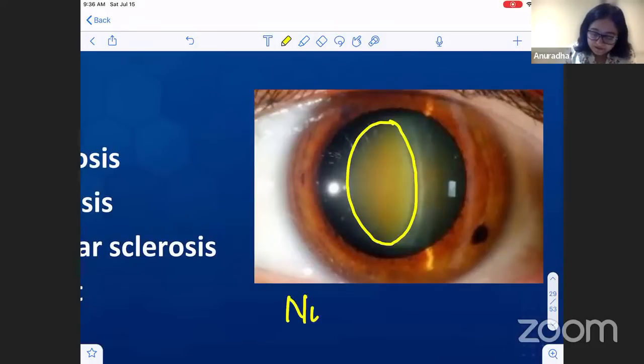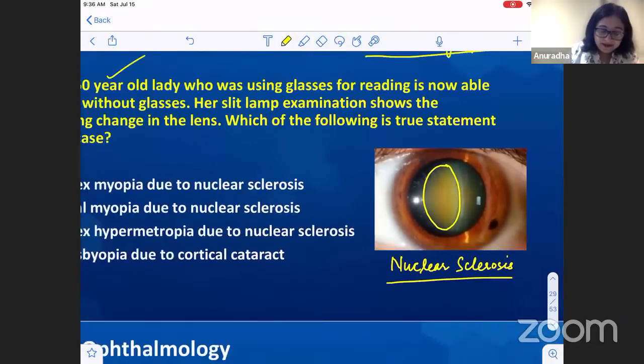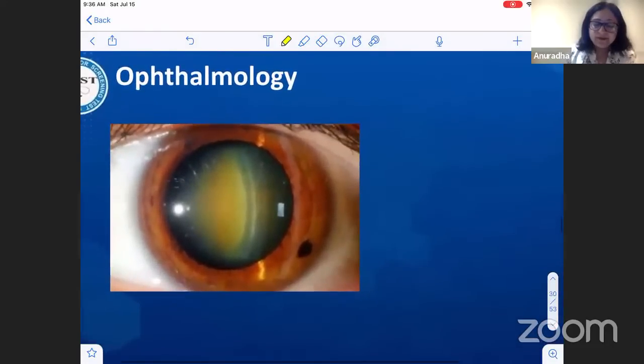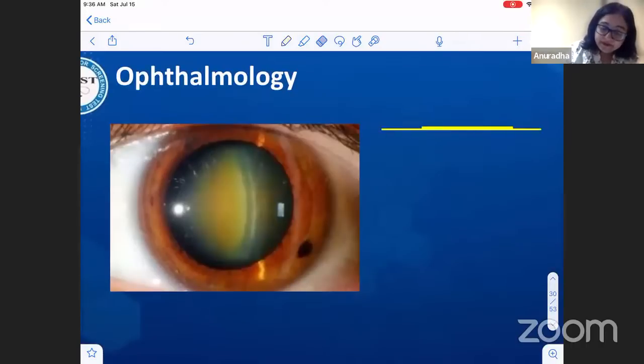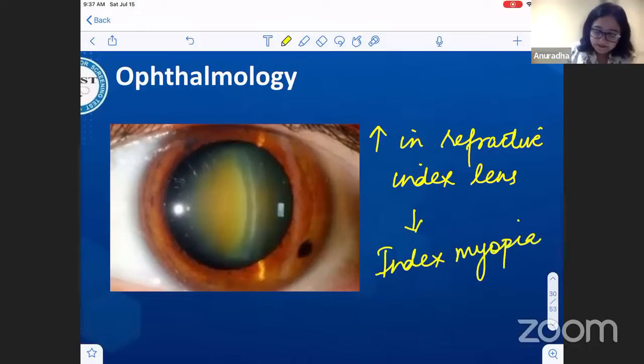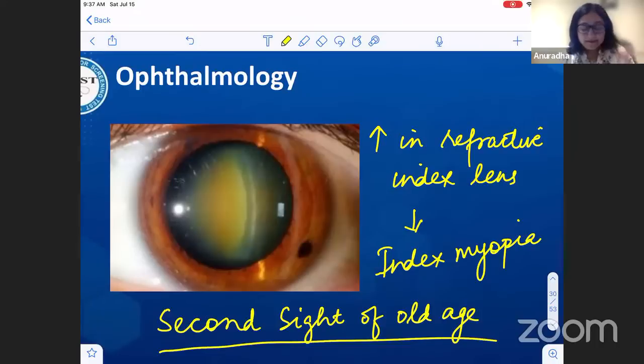This kind of change we see when there is a senile cataract, and the type of cataract is nuclear sclerosis. A similar question came in the past exam also. In nuclear sclerosis, because of the changes in the lens protein, there is an increase in the refractive index of the lens, which leads to index myopia. So nuclear sclerosis leading to index myopia results in second sight of old age. They also mention it as second sight of old age.